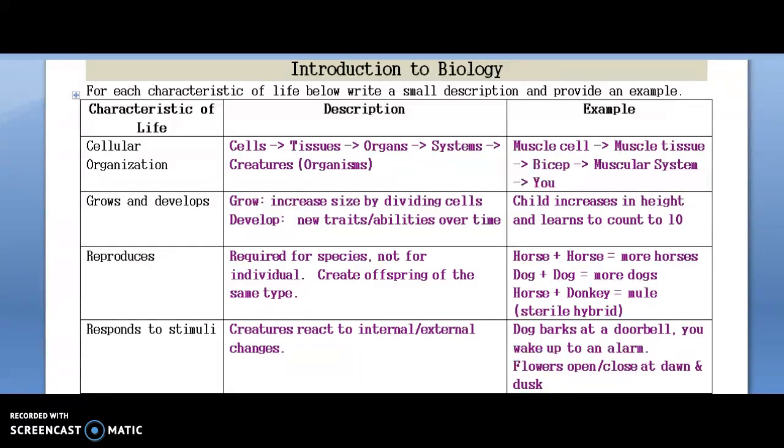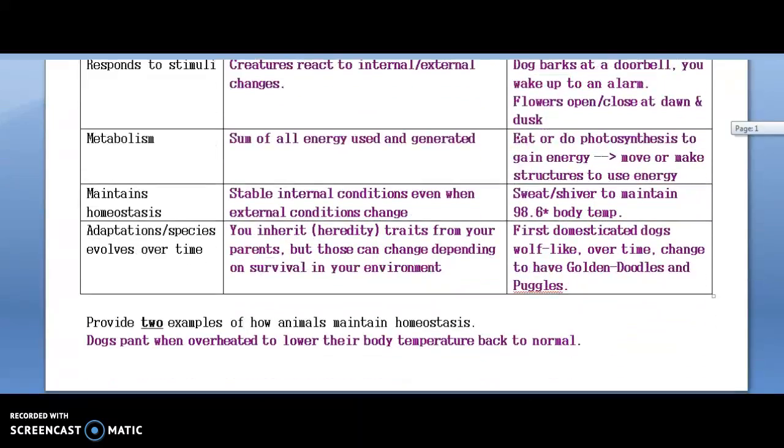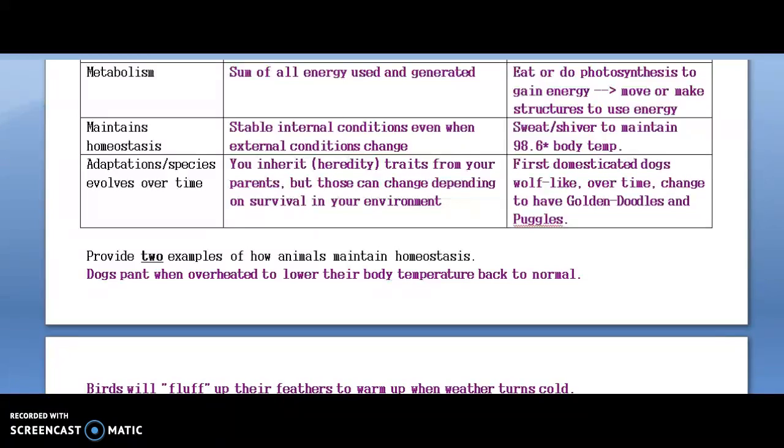All creatures are going to respond to stimuli, reacting to internal or external changes, and I've got two examples there. Living things all have a metabolism, so they're going to use and generate energy. They all have homeostasis, so they're going to keep their internal conditions stable, even if you change things outside of them. So a great example of that is when we sweat or shiver to keep our body temperature at 98.6 degrees.